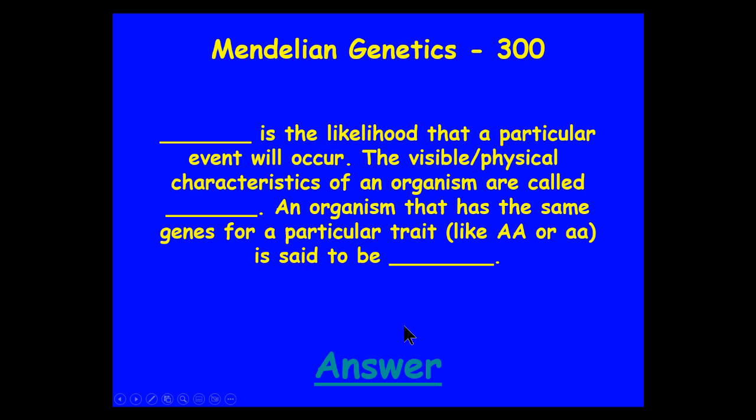Blank is the likelihood that a particular event will occur. The visible or physical characteristics of an organism are called blank. An organism that has the same genes for a particular trait, big A or little a, is said to be blank.